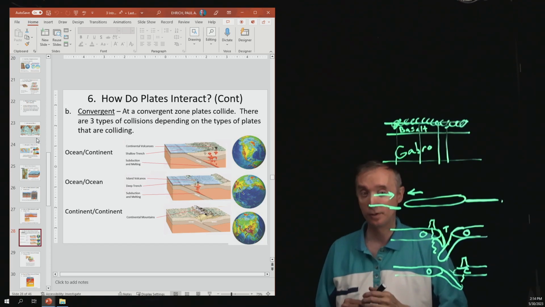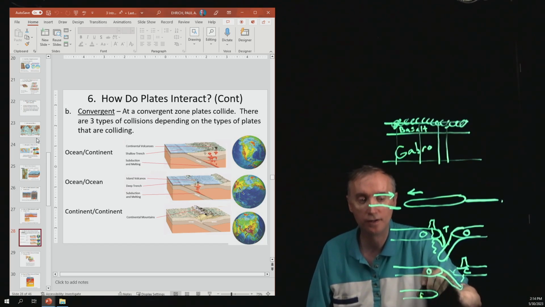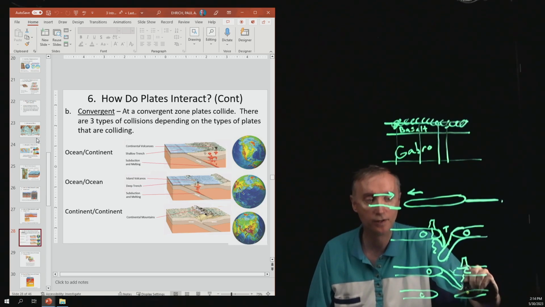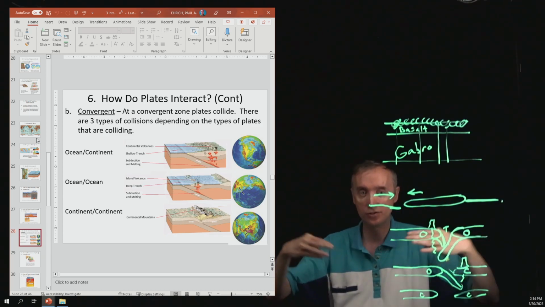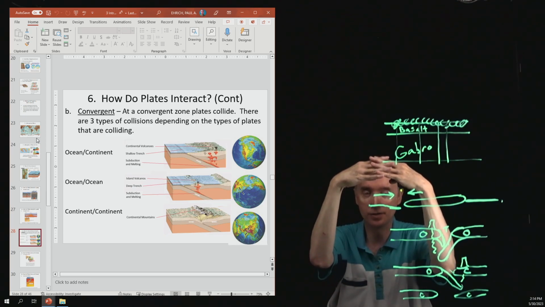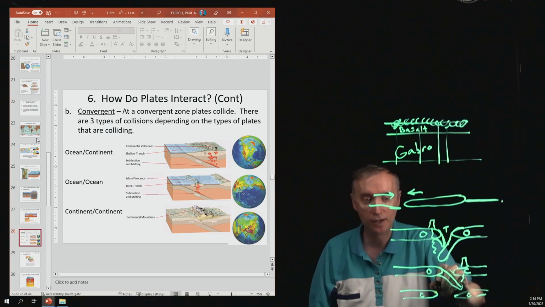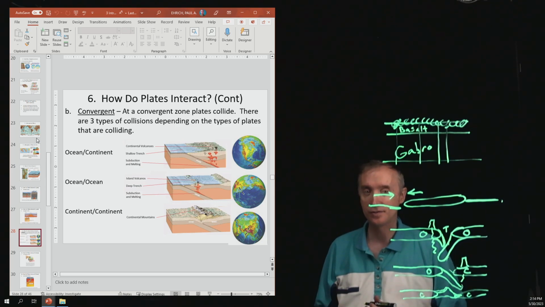Okay, the third possibility is a continent is going to collide with a continent. So this time we're going to have a continental plate, and it's going to collide with another continental plate. So what's going to happen? They're going to crumple together. Imagine you take two rugs and you move them towards each other, and then they just pile on top of each other. So this is going to make the tallest mountain systems in the world, like the Himalayas. That's where India is colliding with Asia, and it's pushing up the Himalayan mountains.